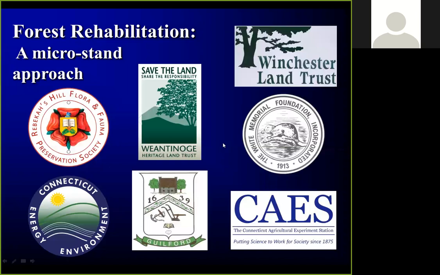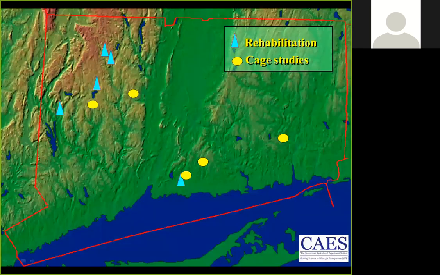So talk a little bit about what our work is on forest rehabilitation. We used a micro stand approach and we had some great collaborators: the Winchester Land Trust, the Weantinoge Heritage Land Trust, Rebecca's Hill Flora and Fauna Preservation Society, Connecticut Department of Energy and Environmental Protection, the Guilford Land Trust, and the White Memorial Foundation. Great collaborators. And our study sites were scattered all over the state.